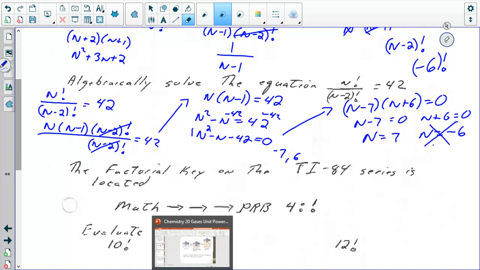This is not in the domain. This is not a whole number. So it cannot be a solution to this equation. It is a solution to this equation here, but not all solutions there are going to be solutions up here, because we can't have a negative number factorial.